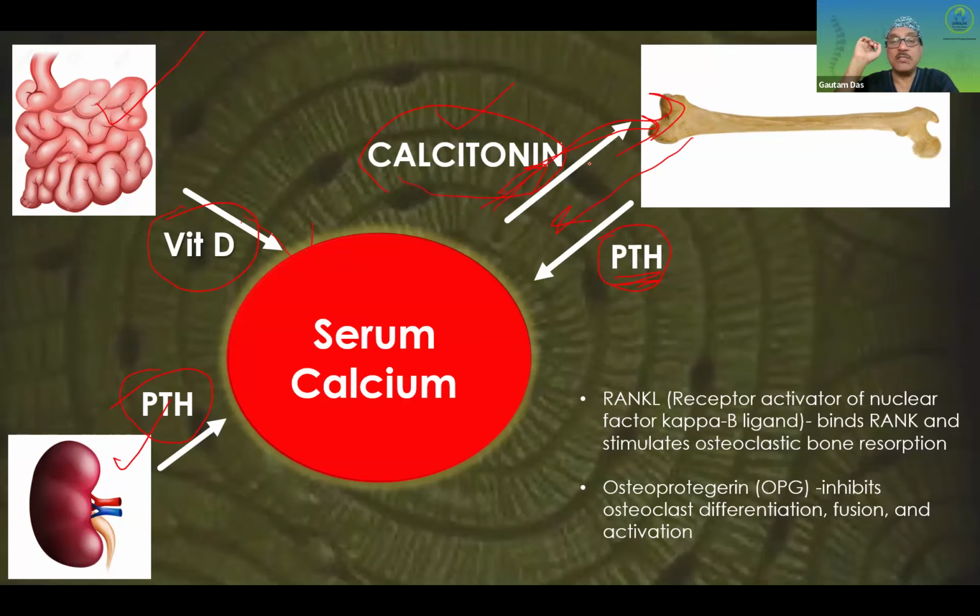One very important area is the binding of Rank and Rankel on the surface of the macrophage, which is activated to an active osteoclast. And here the Rankel is very important to activate the osteoclastic activity. And another chemical we have discussed, which is secreted by the osteocyte, is your sclerostin. So this sclerostin prevents osteoblastic activity and increases osteoclastic activity by activation of the Rankel.